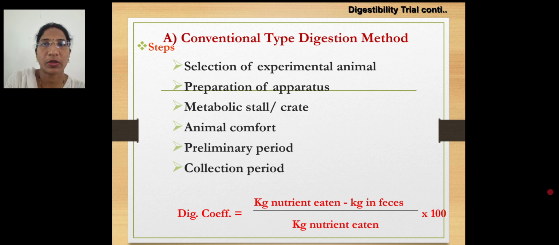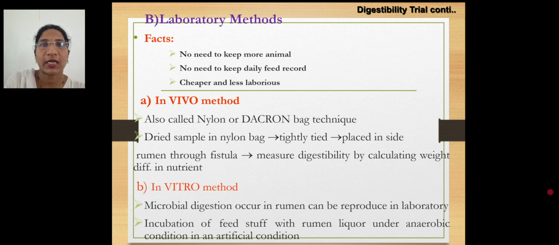The digestibility coefficient is equal to kg nutrient eaten by the animal minus kg nutrient in feces, divided by kg nutrient eaten, multiplied by 100. And the second method is the laboratory method. In the laboratory method, there is no need to keep more animals, no need to keep a daily feed record, and it is cheaper and needs less labor. In the laboratory method, there are two methods: the first one is the in vivo method and another is the in vitro method.